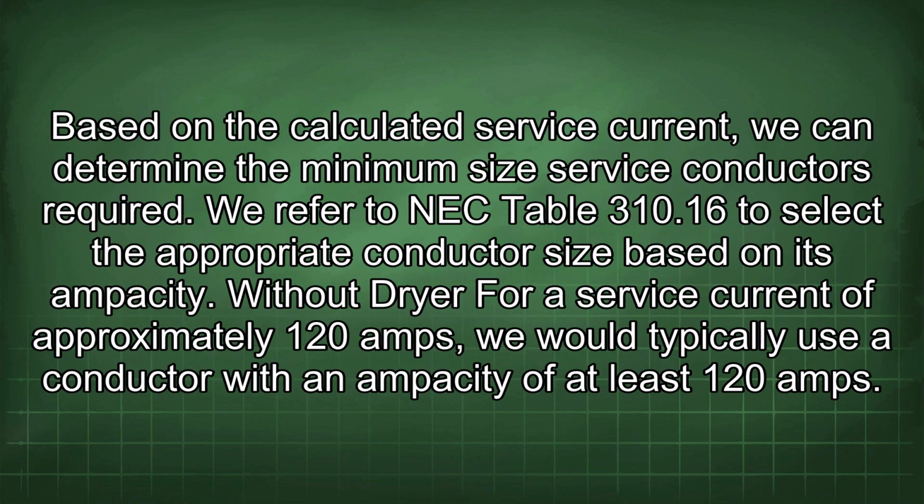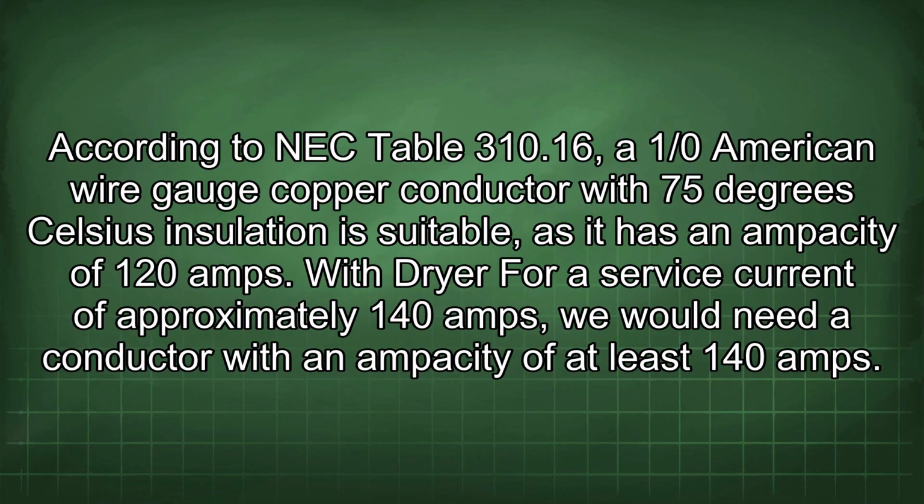Based on the calculated service current, we can determine the minimum size service conductors required. We refer to NEC Table 310.16 to select the appropriate conductor size based on its ampacity. Without dryer, for a service current of approximately 120 amps, we would typically use a conductor with an ampacity of at least 120 amps. According to NEC Table 310.16, a 1/0 American wire gauge copper conductor with 75 degrees Celsius insulation is suitable, as it has an ampacity of 120 amps.